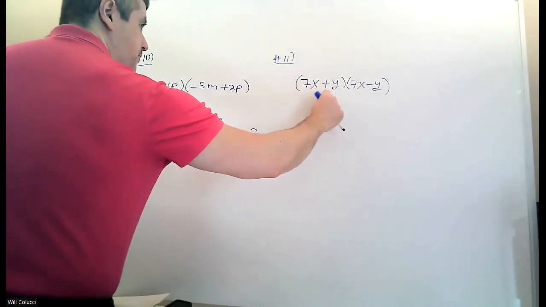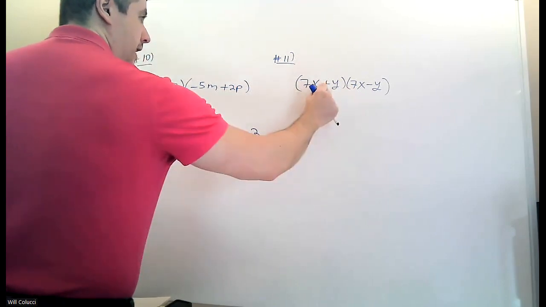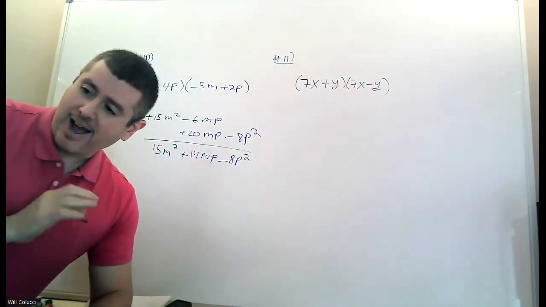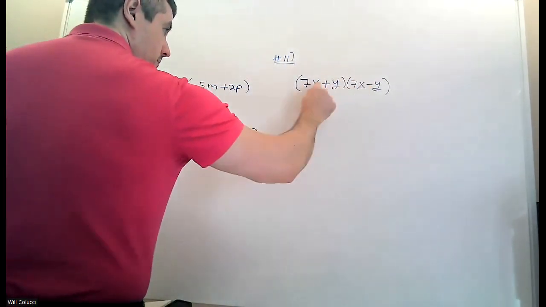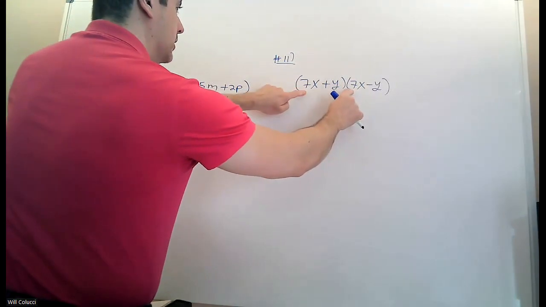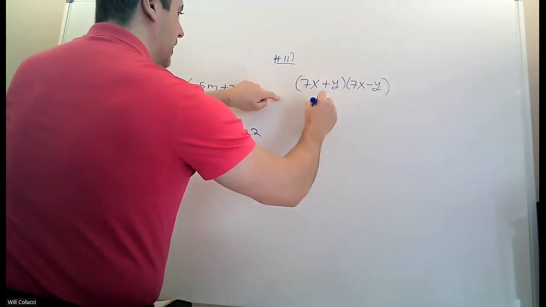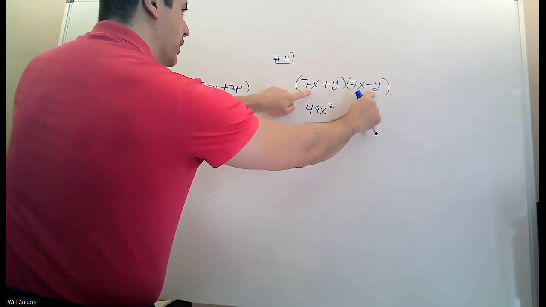So here, again, if you look at this, you have a 7x and a 7x. You have a plus y, you have a minus y. They're almost exactly the same, except they are off by 1 minus sign. The sign is different. So this is what makes the middles cross out. You get 7x times 7x is 49x squared. Now outer, right? That's first, outer.